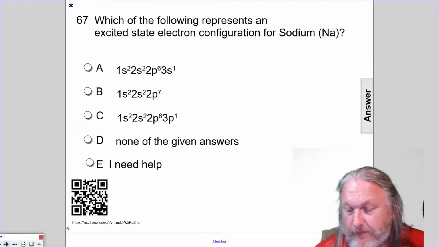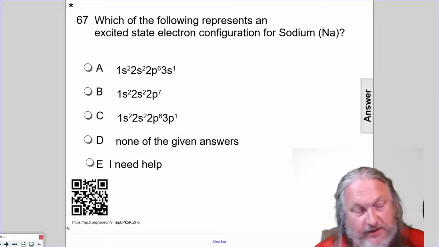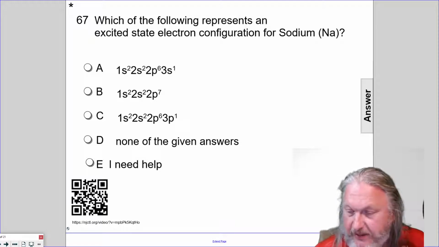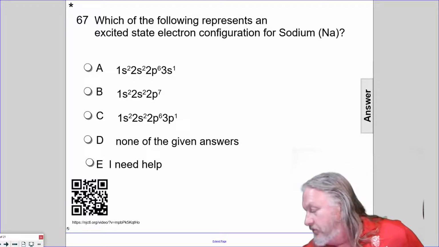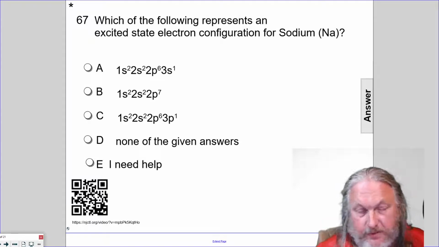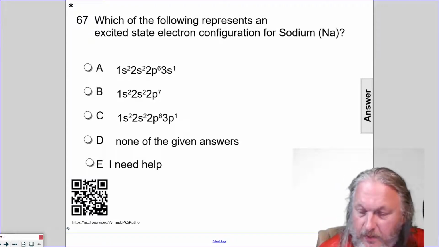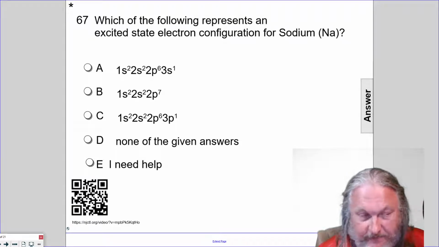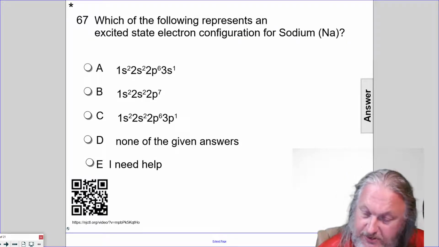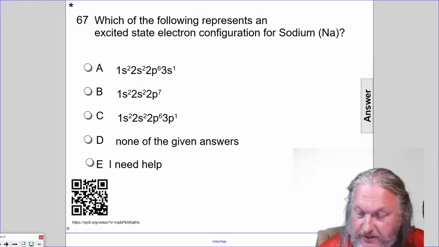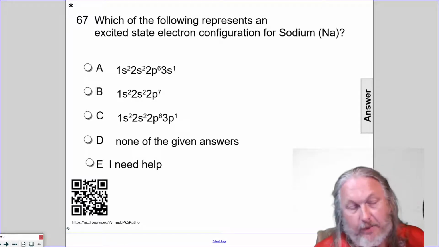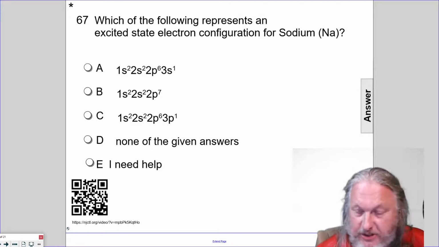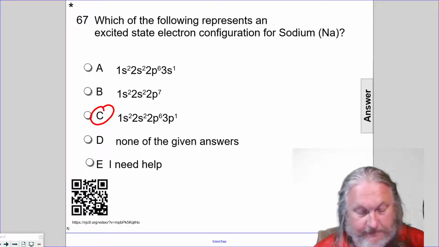Which of the following represents an excited state electron configuration for sodium? Of course, sodium is number 11. So this you've got to think about. 1s2, 2s2, 2p6, 3s1. That's the ground state configuration. That's what it normally is. Can't have 7 in the p. You can only have 6. But let's look at this. 2, 4, 10, 11. But now it's jumped to the 3p subshell. So it could be C.